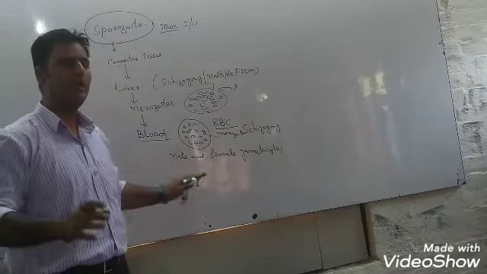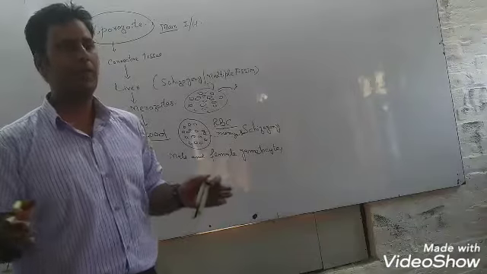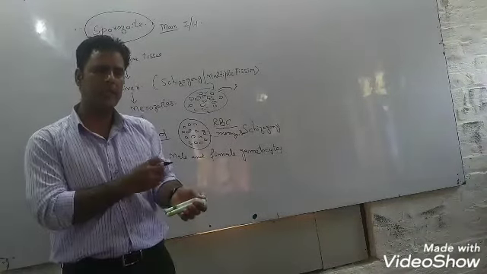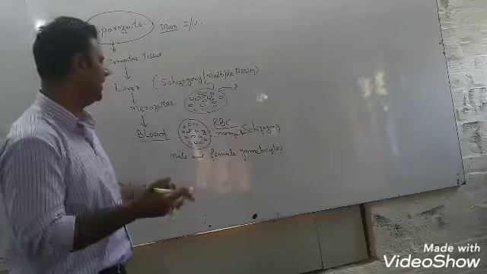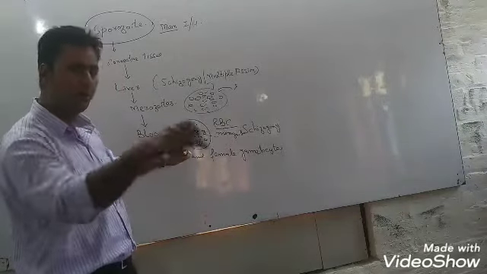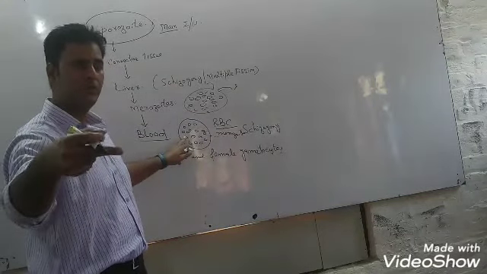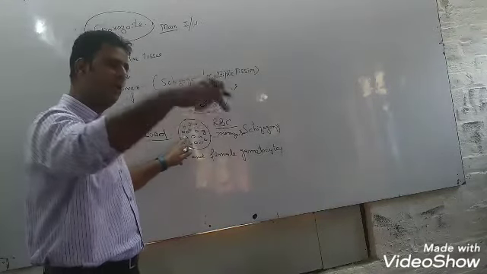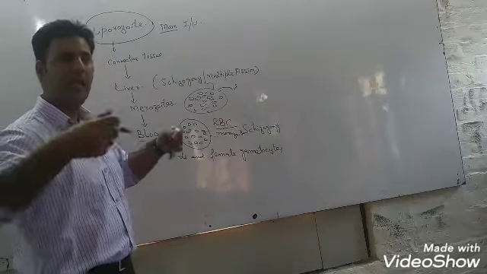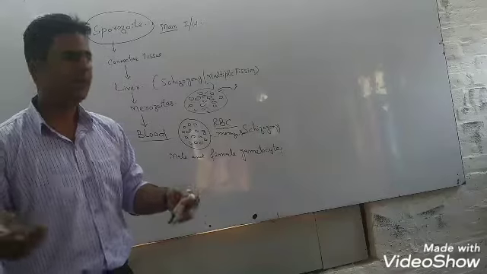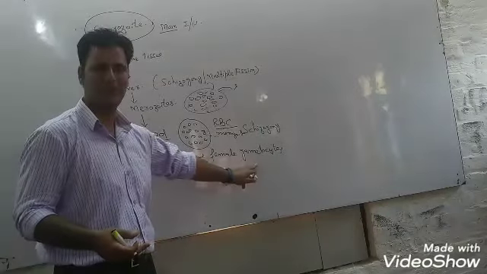What is going to happen? In the meanwhile, if a mosquito comes for a blood meal, it takes the blood of the infected person, because the mosquito is visiting the infected person. What will it take? It will take a blood meal, and along with this blood meal, the mosquito is going to take the male and female gametocytes.